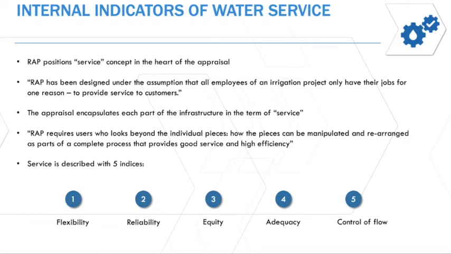RAP requires users who look beyond individual pieces, to see how the pieces can be manipulated and rearranged as part of the complete process that provides good service and high efficiency. The service is described with 5 indices: flexibility, reliability, equity, adequacy, and control of flow. These definitions will be further discussed by my colleague.